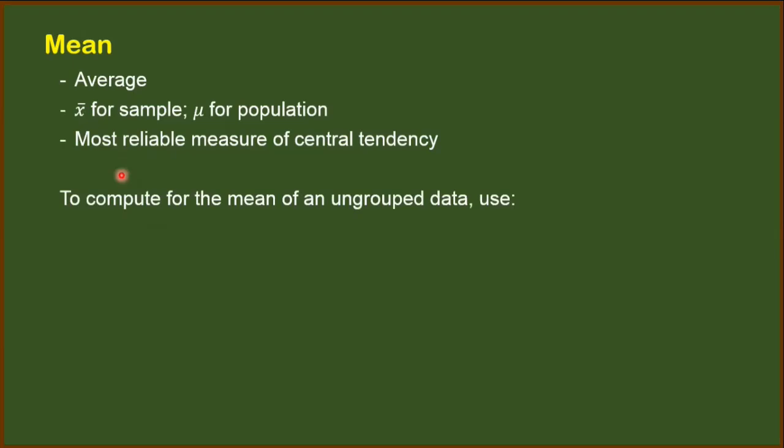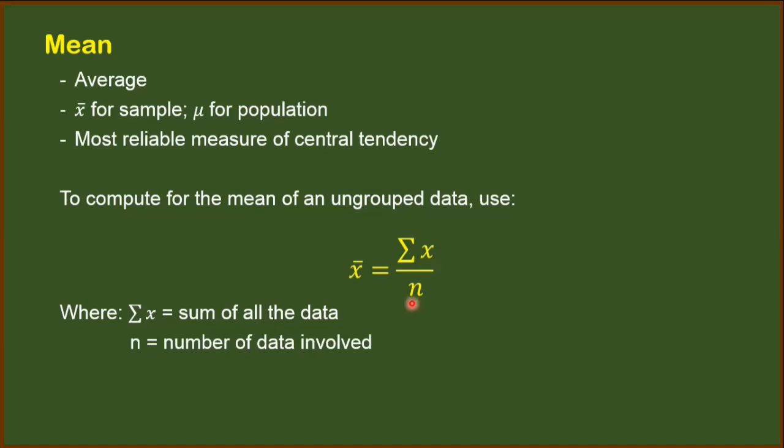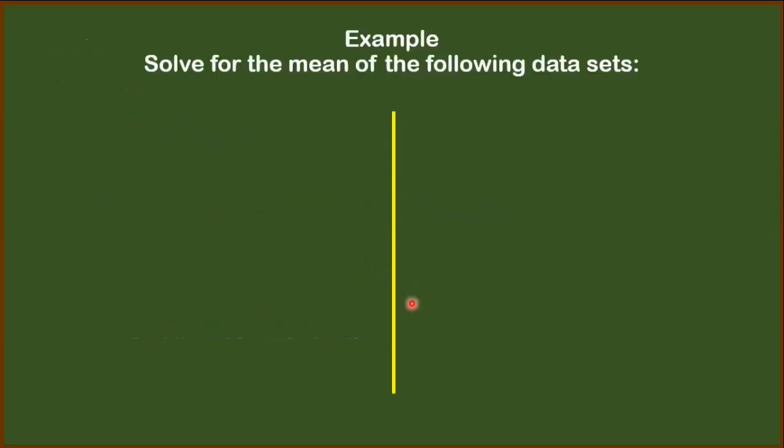To compute for the mean of an ungrouped data, we will use this formula. X bar, or the mean, is equal to the summation of x over n, where the summation of x is the sum of the data and n is the number of the data involved. So to better understand how mean is computed for an ungrouped data, let us have the following examples.